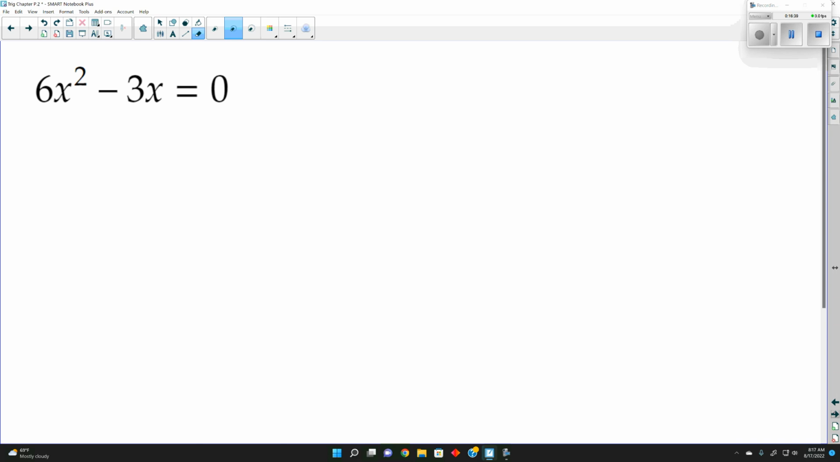6x squared minus 3x. Now, we can use the quadratic formula for this, and it would work out pretty nicely. But the value of c in this case would be what? Not quite. It would be 0, because c would be our constant term. And if we don't have a constant term, it's understood to be not 1, but 0. So we could use it and just plug in 0 for c. Yes?